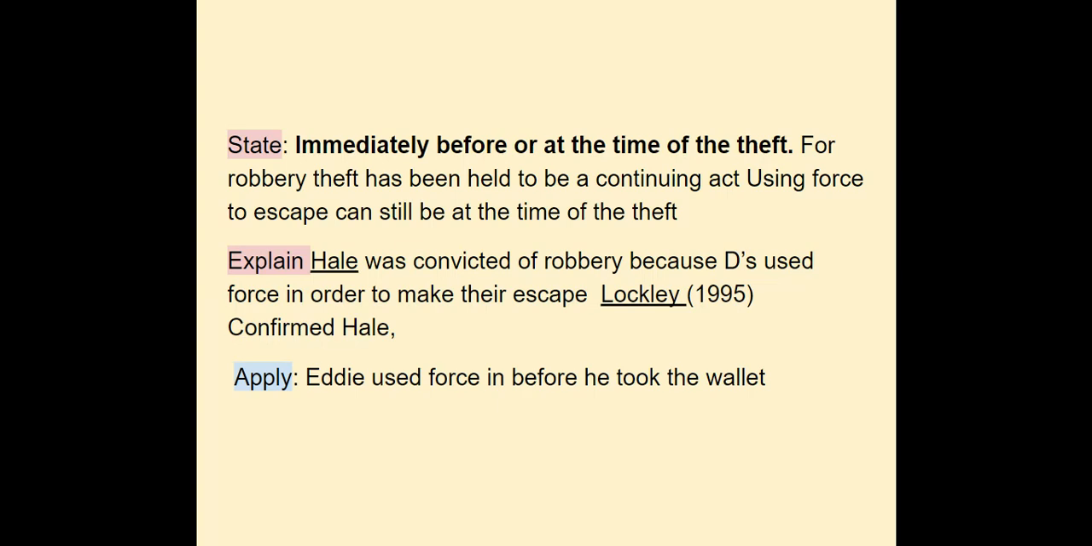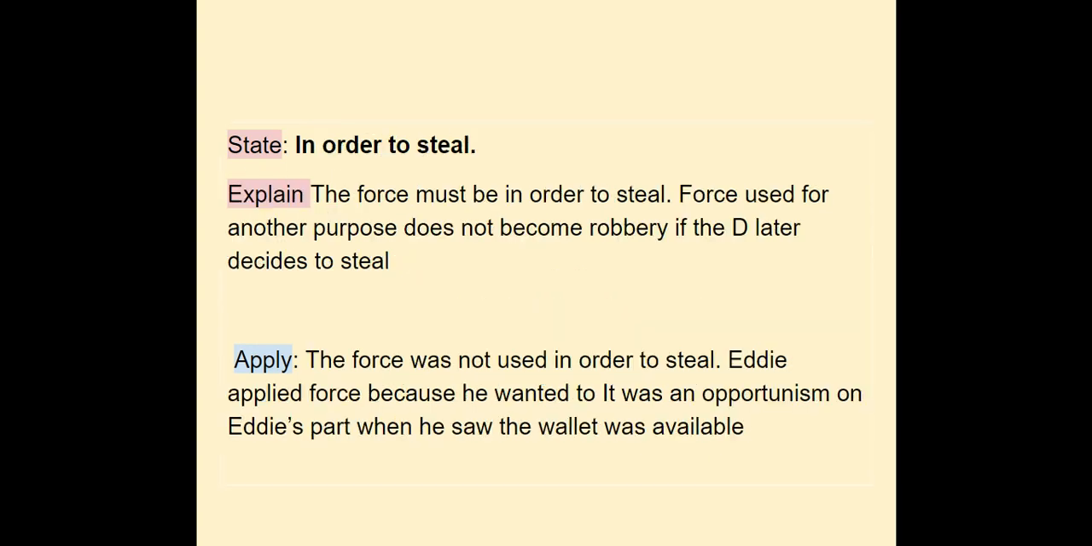Immediately before or at the time of the theft, so for robbery, theft is held to be a continuing act, so you can use the force to escape. This is seen in Hale, where they're convicted of robbery because they used the force after the theft had been completed to tie up the victim and make their escape, and Lockley confirms this. But in this case, we can say Eddie used the force before he took the wallet.